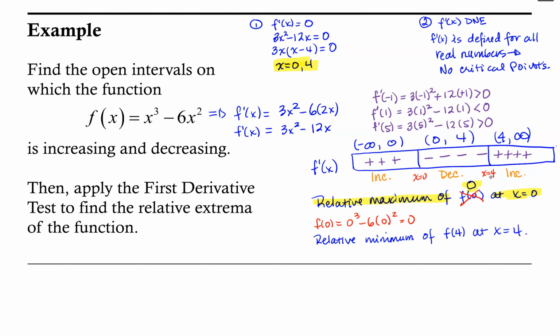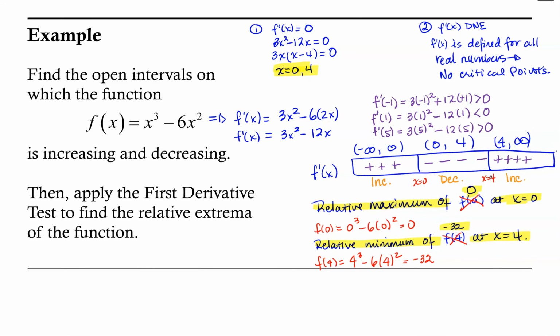Well, let's go ahead and figure out what that f of 4 actually is. So f of 4 is equal to 4 cubed minus 6 times 4 squared, which is negative 32. So let's go ahead and replace that f of 4 in our statement with the actual value of negative 32. So we have a relative minimum of negative 32 at x equals 4.